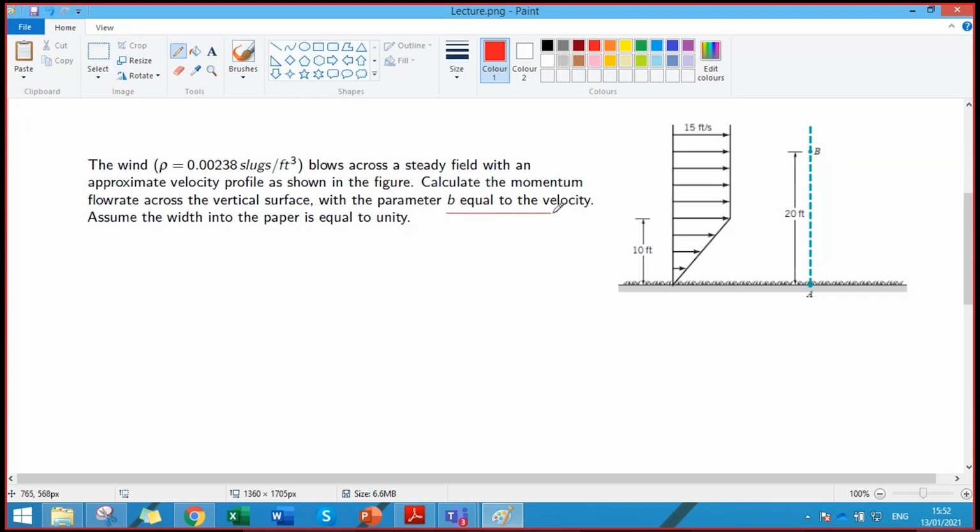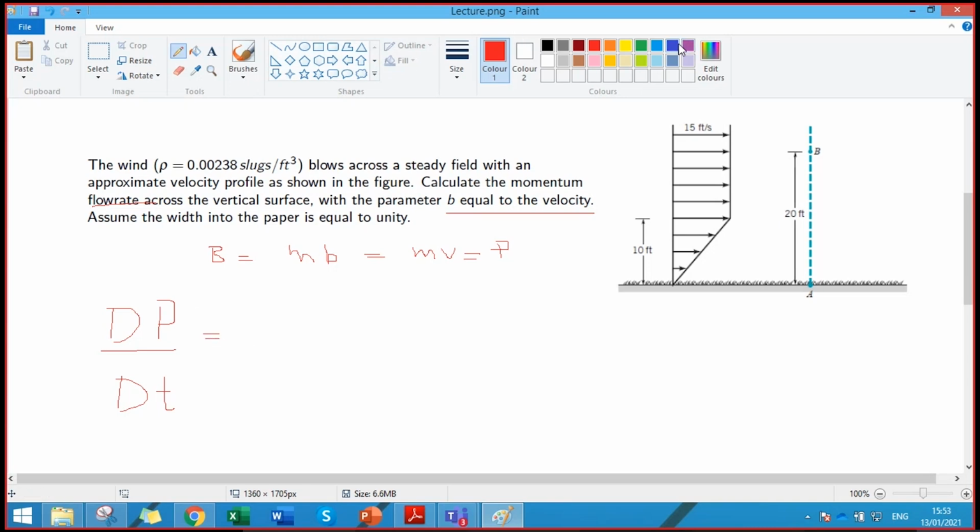We already discussed that if we replace b by velocity, that equation would be giving us the change in momentum, right? Because capital B is m times small b, and if small b is velocity, then capital B is momentum. So the question is asking you to calculate the momentum flow rate, that is the rate of momentum with respect to time, dp by dt, right? So we are required to calculate this. We use the Reynolds Transport Theorem.